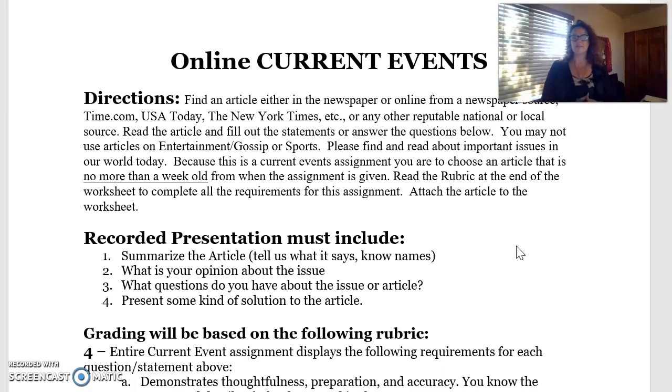You find something that you think is important related to policy or public policy, and then you analyze it, and then you create a presentation. You summarize the article, you tell us what it says, and you tell us what it meant and what happened. And you give us an opinion, that's number 2, about the issue.